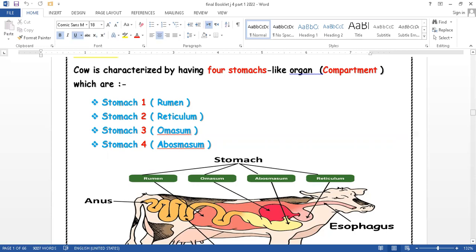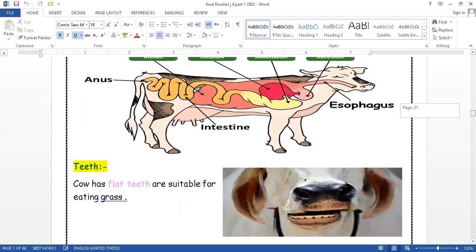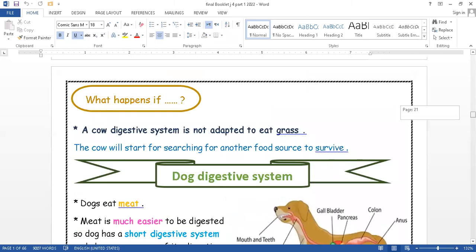So cow has the same digestive system as human, except it has 4 stomachs instead of 1 stomach like the human. Another difference in the cow: cow eat grass only, so grass isn't difficult to tear or to chew. So we will find that cow has flat teeth. Why? Because it doesn't need sharp teeth or different types of teeth to eat the grass. They found that flat teeth are suitable for eating grass. So cow here just has 4 stomachs to digest the grass, but the teeth are normal or flat.